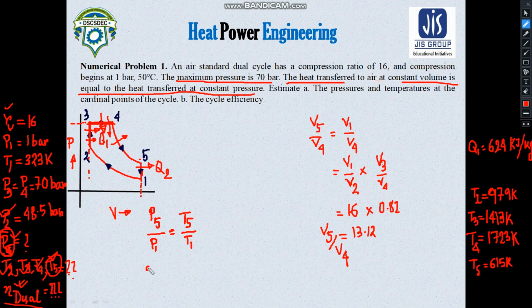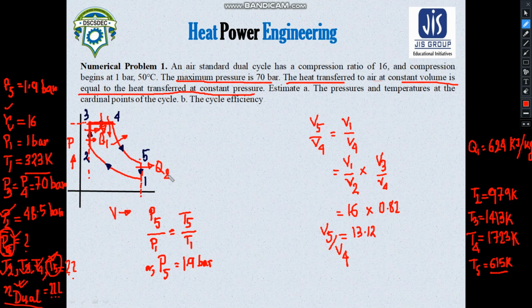T5 is equal to 615 Kelvin. T1 is equal to 323 Kelvin. So you will find that this P5, the pressure at state point 5, would become nothing but 1.9 bar. So therefore we can easily calculate the requisite pressure and temperatures at the cardinal points of this cycle.